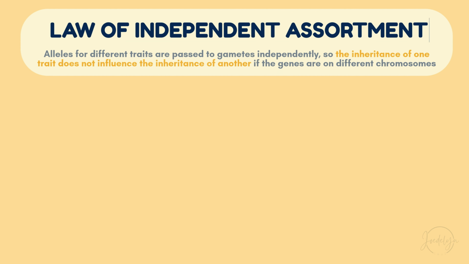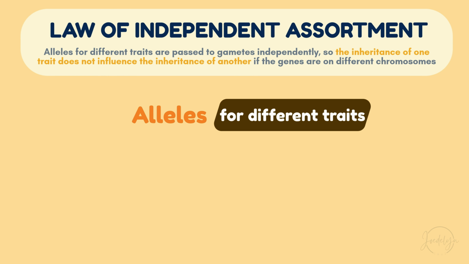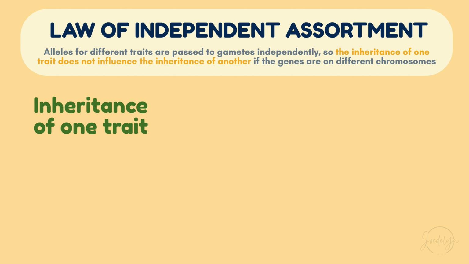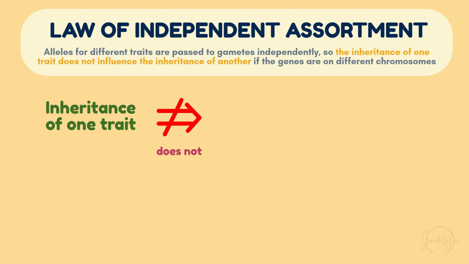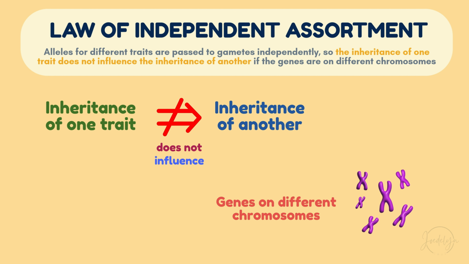Finally, we have the law of independent assortment. This law states that alleles for different traits are passed to gametes independently. So, the inheritance of one trait does not influence the inheritance of another if the genes are on different chromosomes.